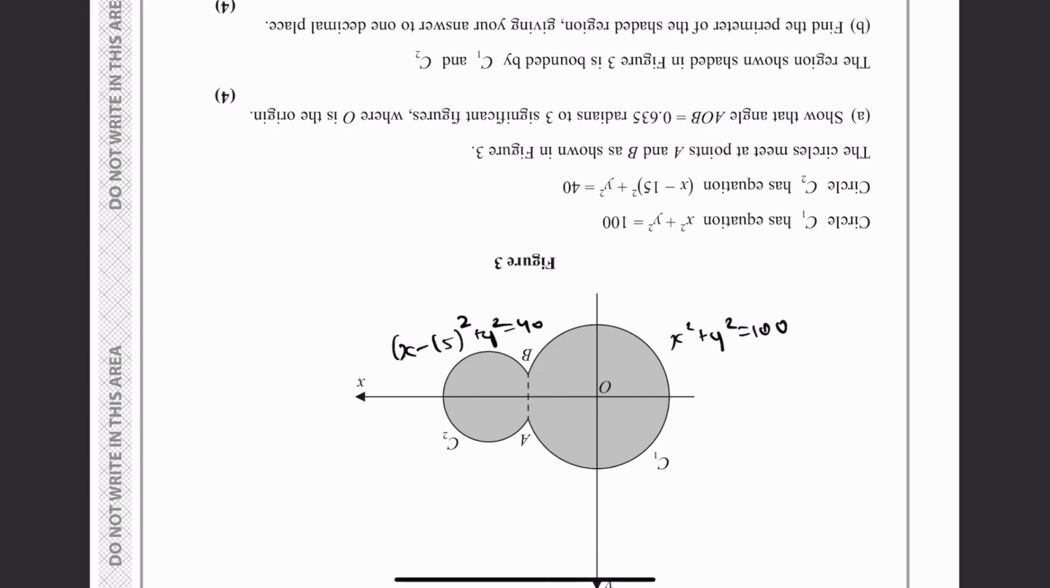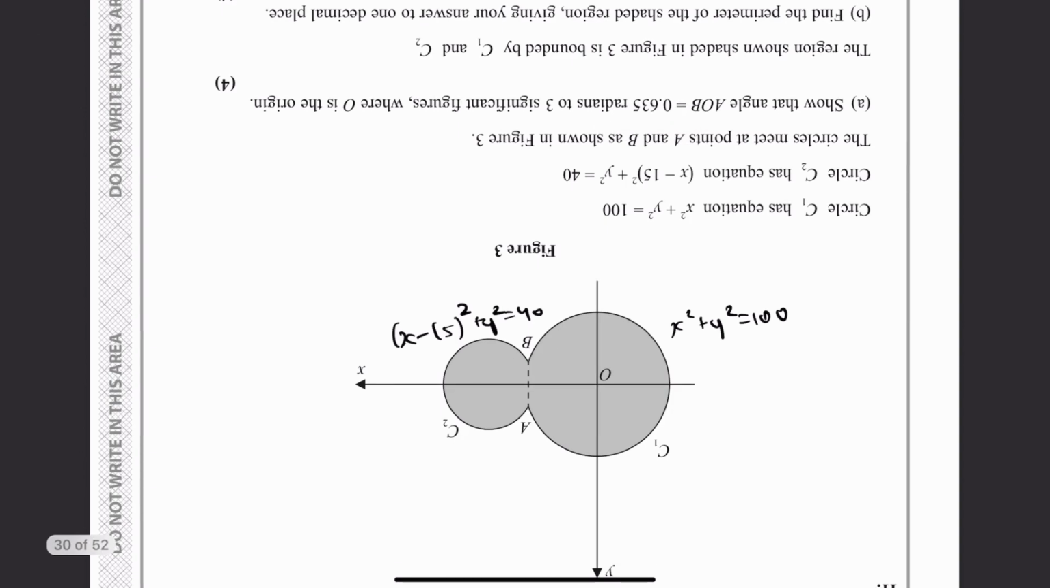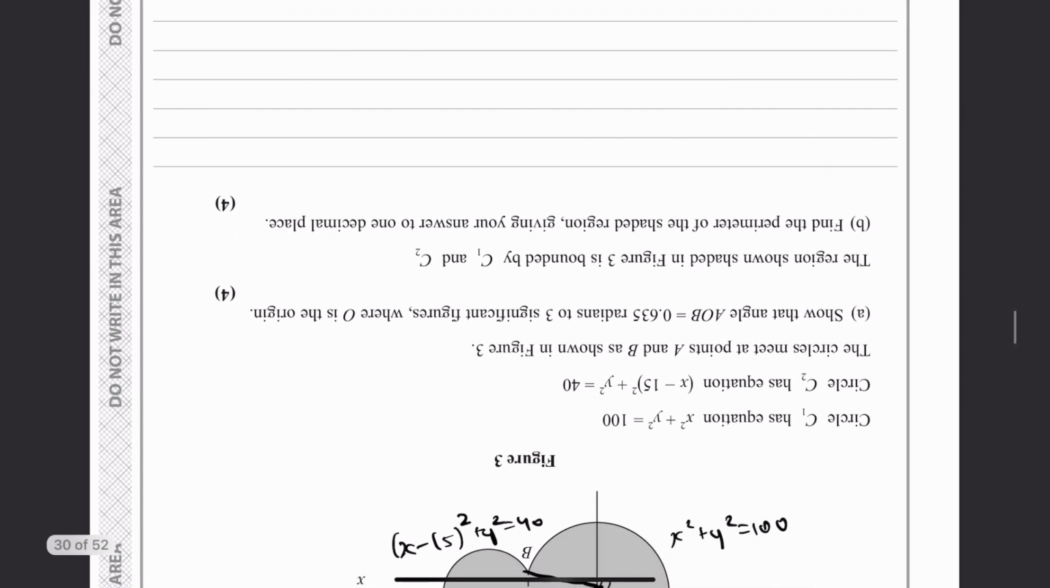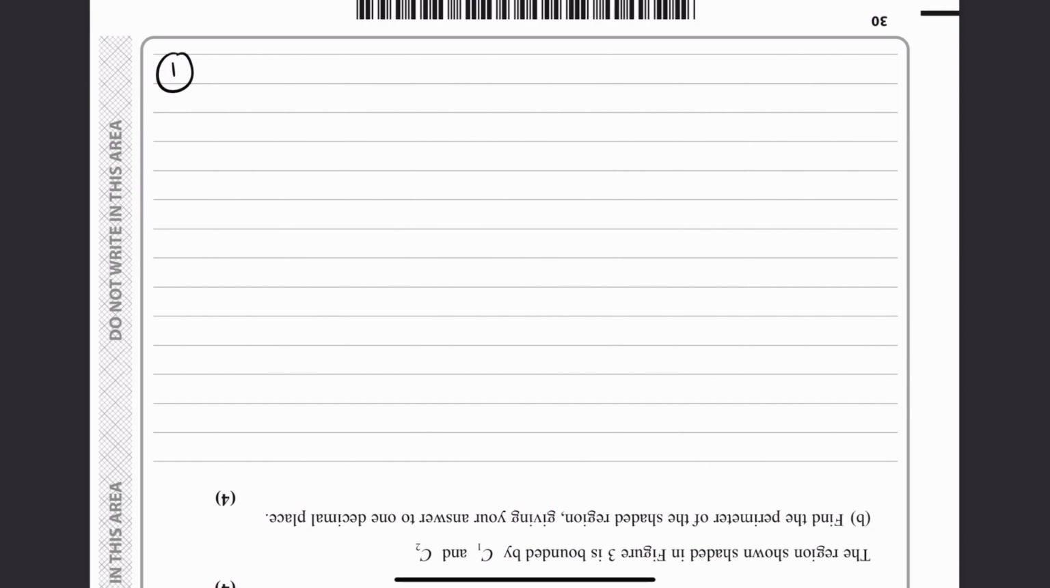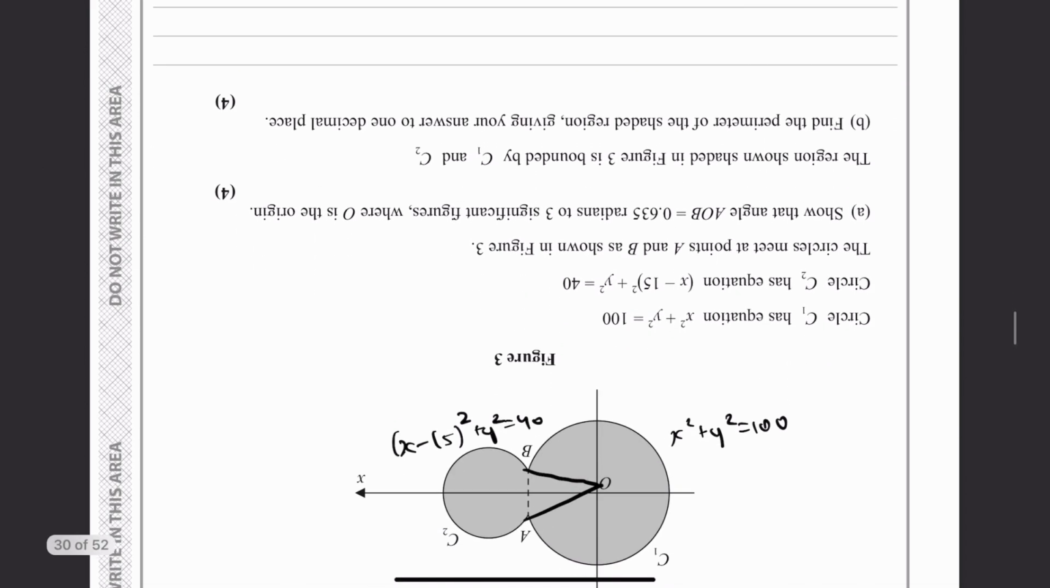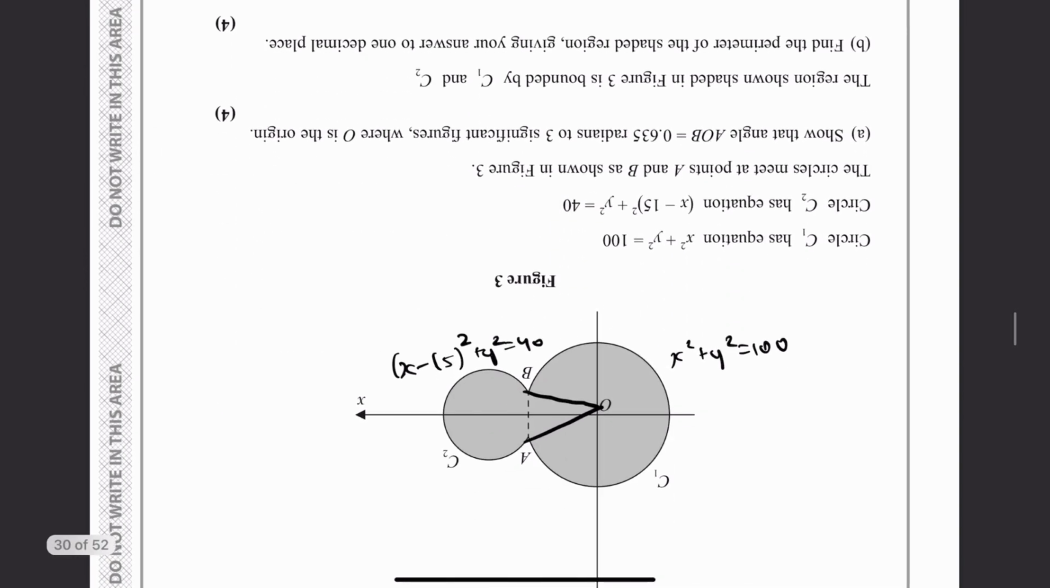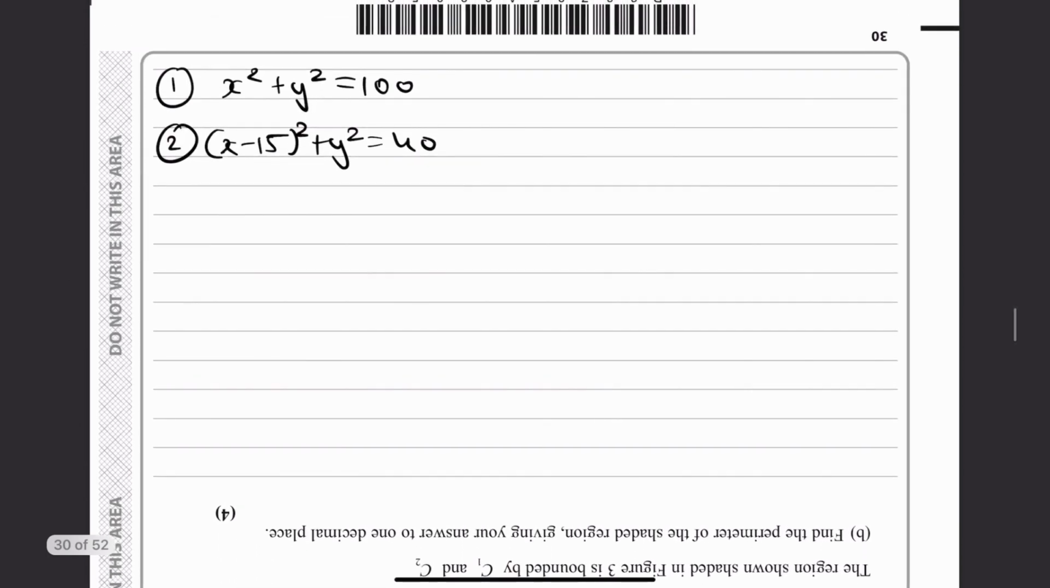So you basically want to find the angle AOB. So this, okay, does not seem too bad. I guess the first thing I got to do is work out the point of intersection between those two things, so I'm probably just going to subtract both circles from each other. You've got x squared plus y squared equals 100, and you've got x minus 15 squared plus y squared equals 40. Like so.